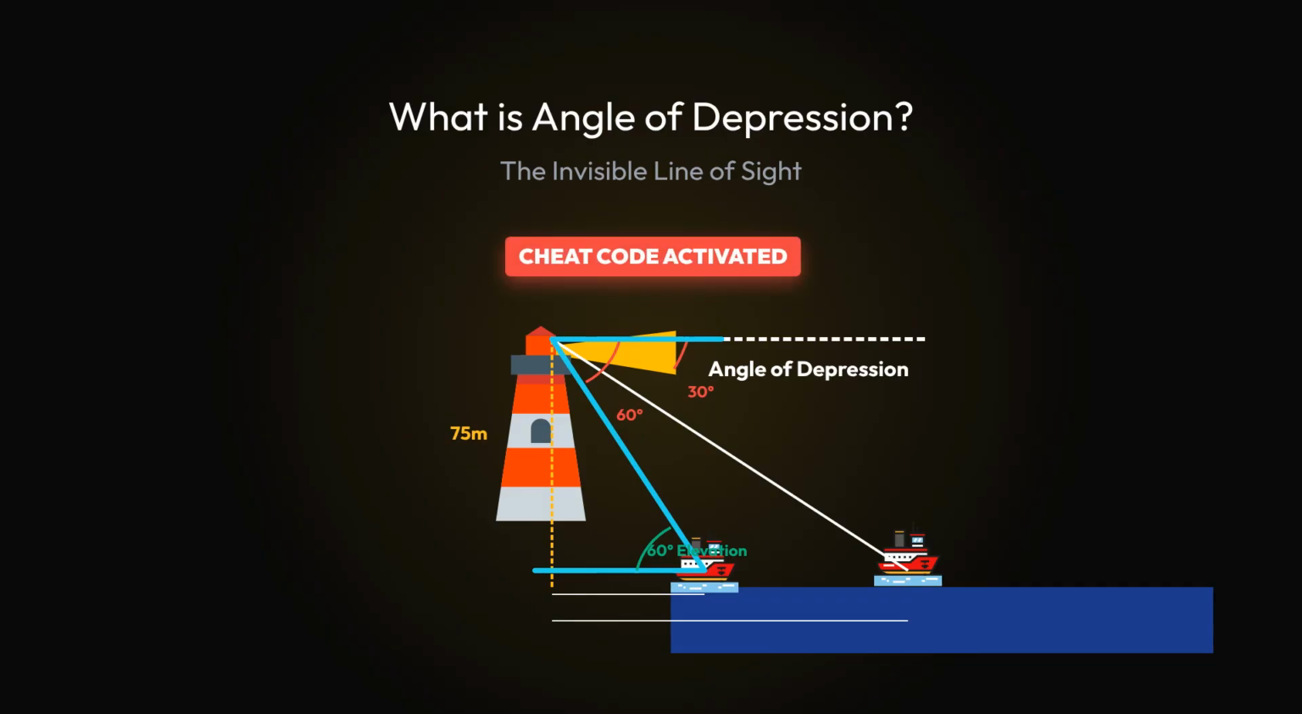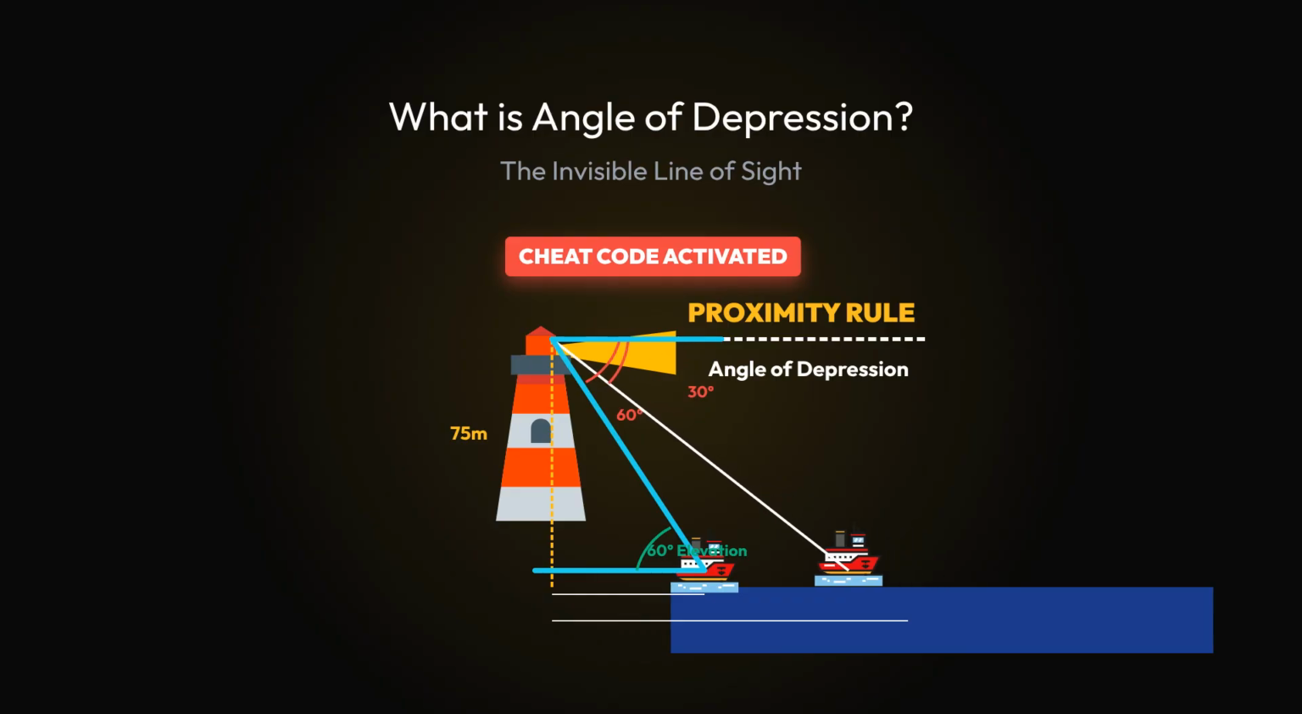Cheat code activated. Students always swap the 30-degree and 60-degree ships. To level up your math, remember the proximity rule. The closer you walk towards the lighthouse, the more you have to crane your neck up. Closer means bigger angle. And here's the final cheat code: root 3 is for 60 degrees, and 1 over root 3 is for 30 degrees.